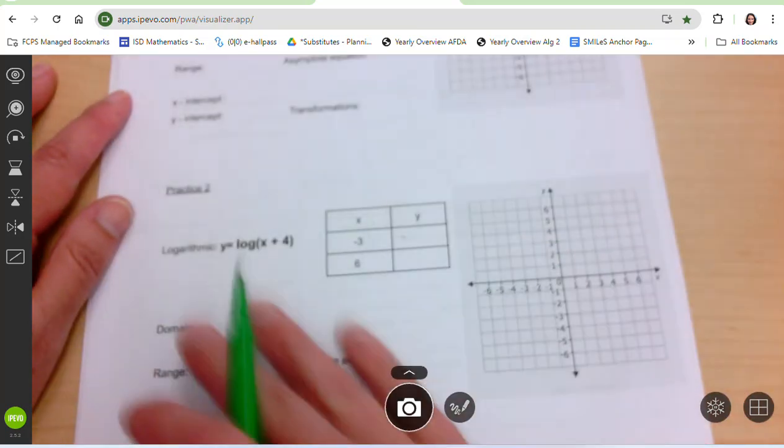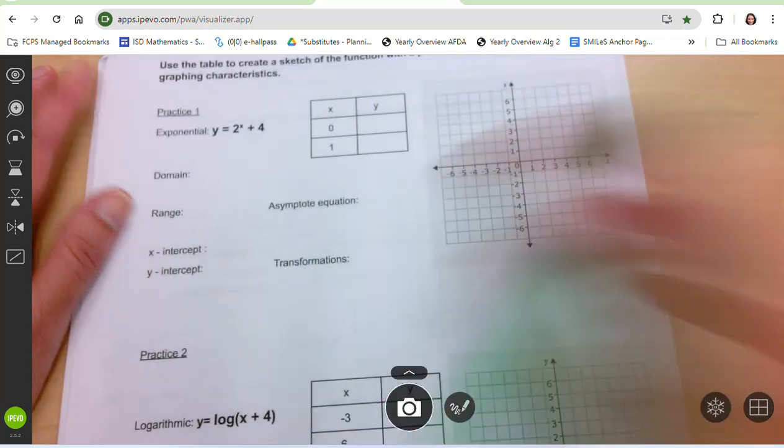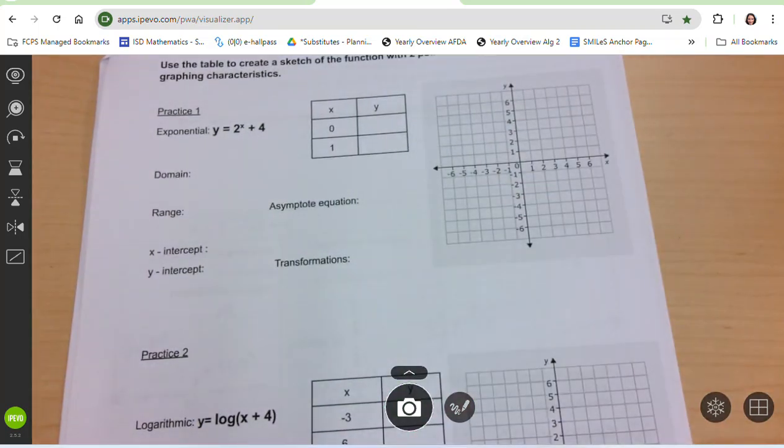We're also going to review graph characteristics from our other quiz, so we need to go over those as well. And then here we have a logarithm. So take a moment, please, and try to graph these 2 U-try problems, and then try to do their graph characteristics.